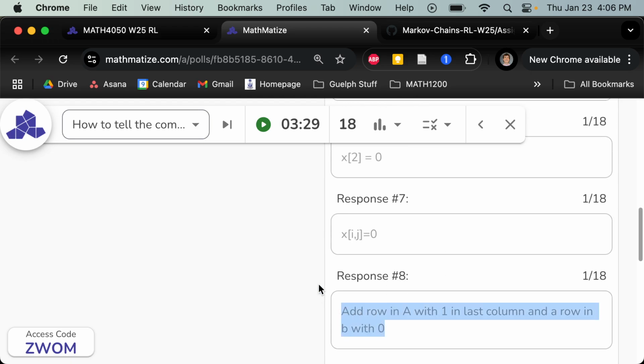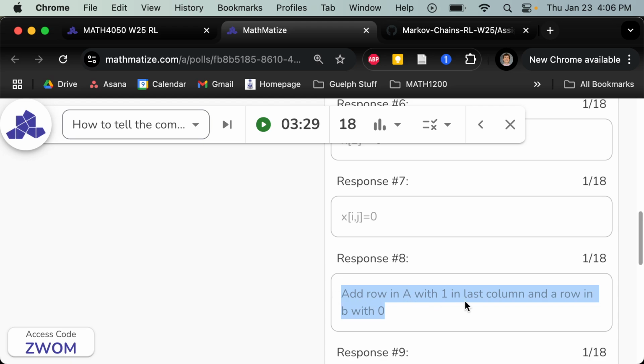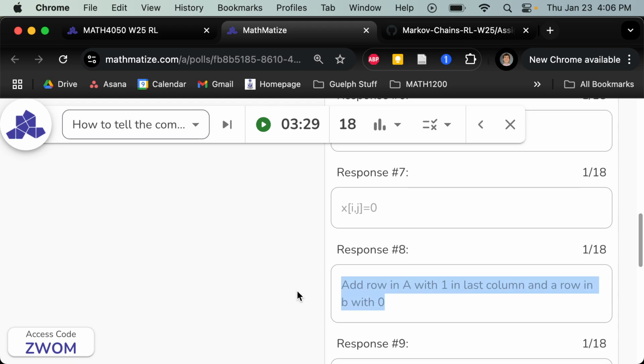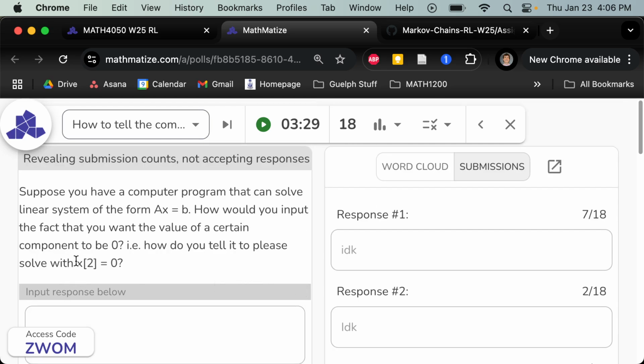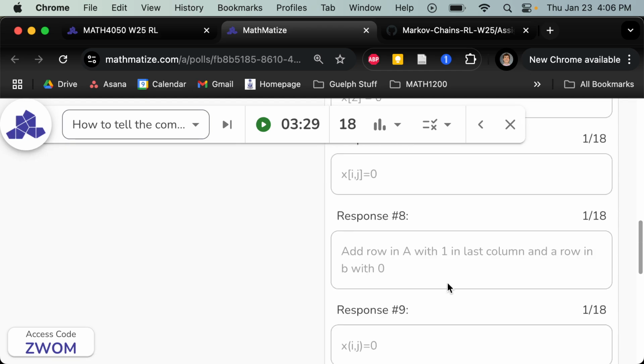Okay, this is a very nice one. Add a row in A with 1 in the last column and a row in b with 0. This is perfectly right on. What you do is you encode x of 2 equals 0 as a linear equation, and then you stick that linear equation in A. That's the right idea. So let's see that.